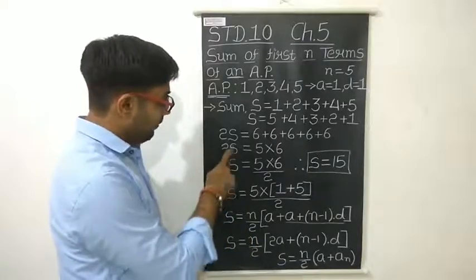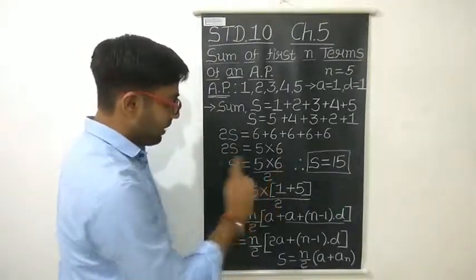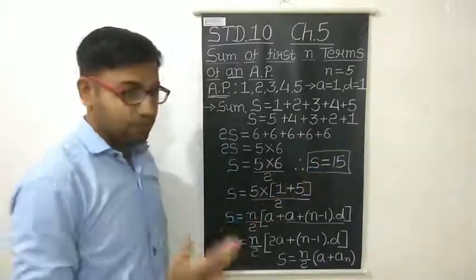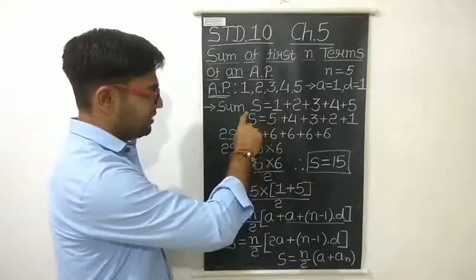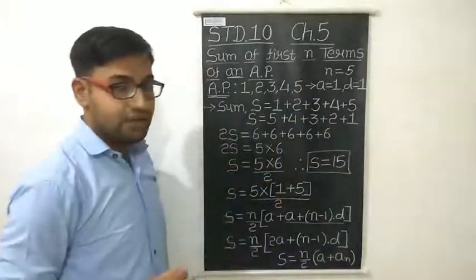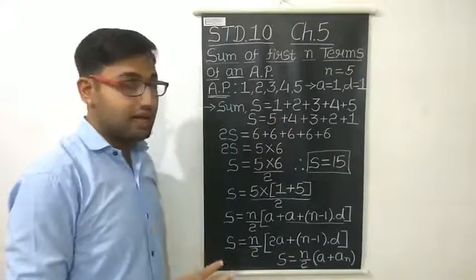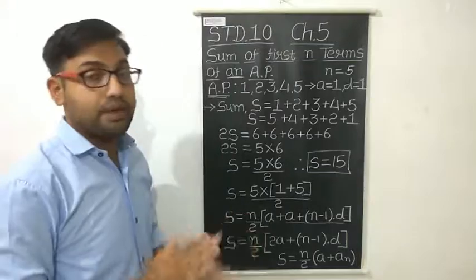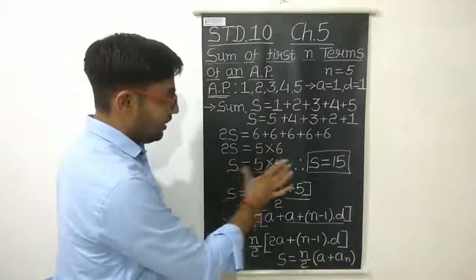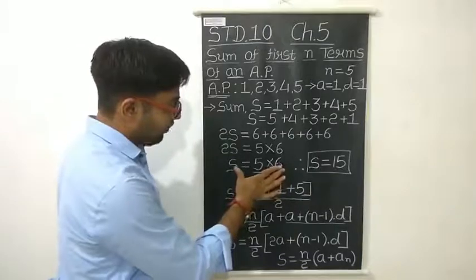Now what will happen if we take this 2 to the right hand side? It goes into the denominator: 5 multiplied by 6 divided by 2. If we calculate the value, we get the sum equal to 15, right? And by just looking we can also calculate these 5 terms and it is equal to 15. So why do we do these things? Because we want to derive a formula that is applicable for every AP. That is why we do this. Here the sum is 15, that is okay, but to derive the formula we have to continue from this step.